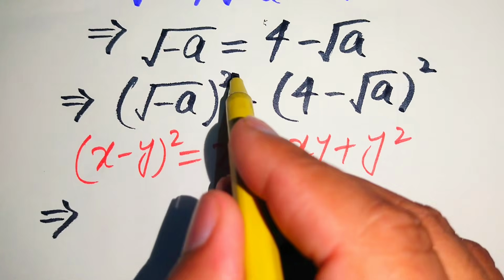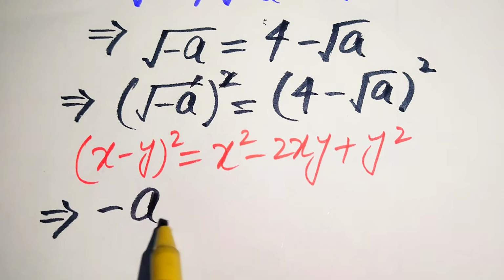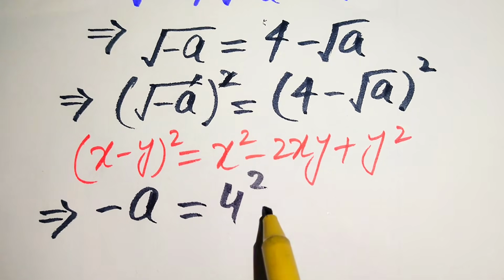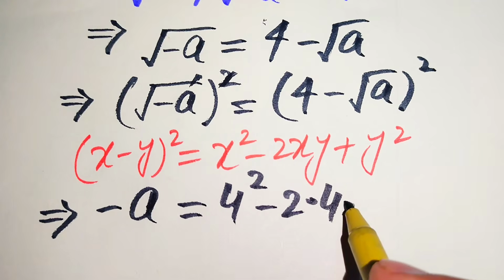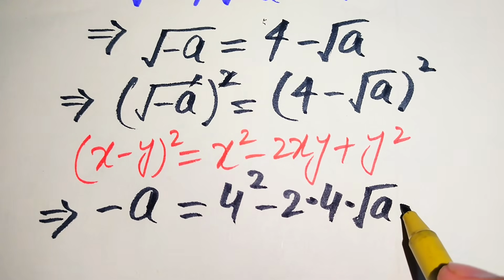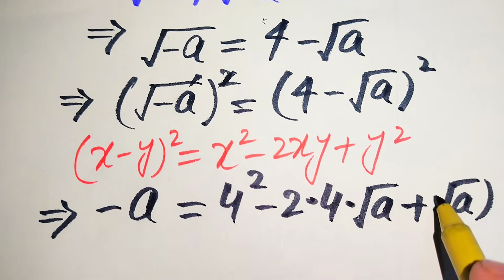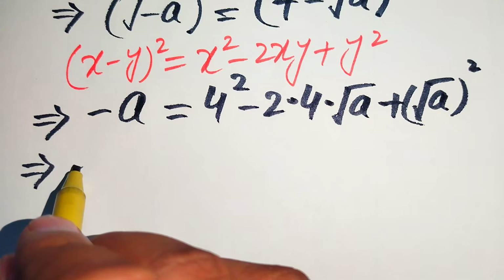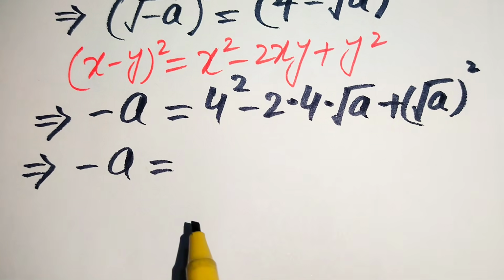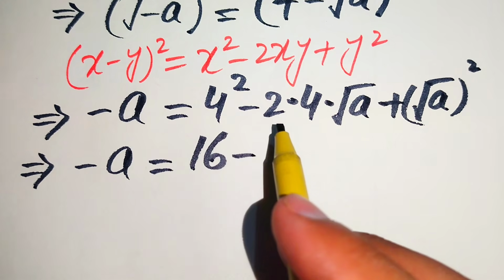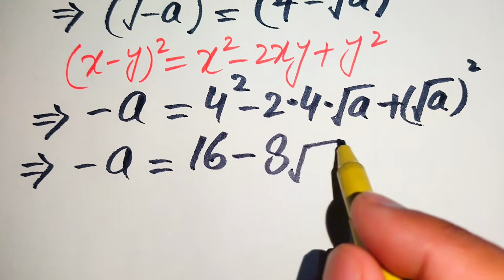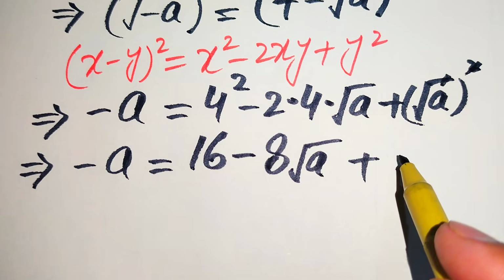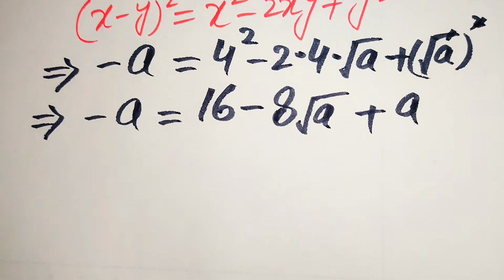So we have these two, and this square root are cancelled out by each other, and we get minus a is equal to, when we apply this formula here, 4 square minus 2 times 4 into square root of a plus square root of a and its whole square. And now in the next step, minus a is equal to 16, this 4 square becomes 16, minus this 2 times 4 becomes 8 times square root of a, plus this 2 and this square root are also cancelled out by each other, and we get here a only.